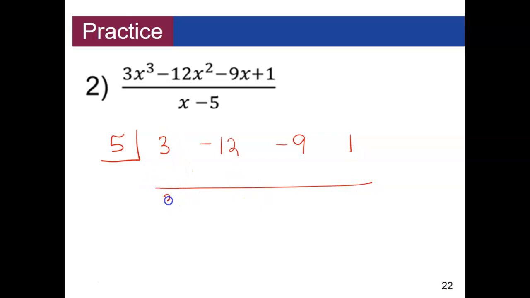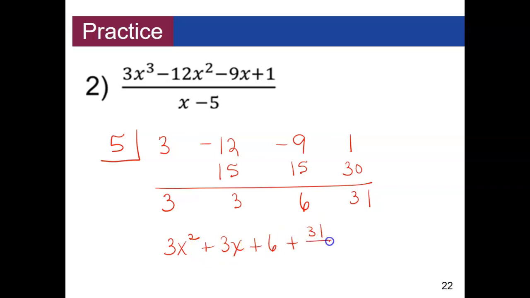I'll start out by bringing the 3 down. I'll multiply, add, multiply, add, multiply, and add. So my answer is going to be 3x. I started with a 3rd degree, so this is going to be x to the 2nd plus 3x plus 6 plus 31 over x minus 5.